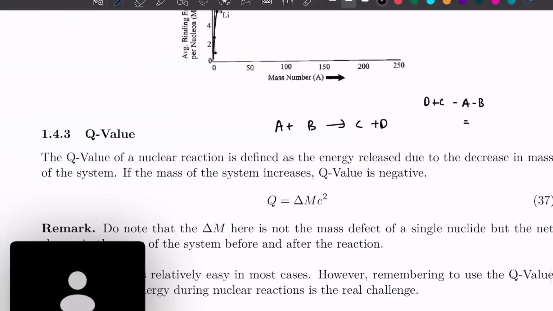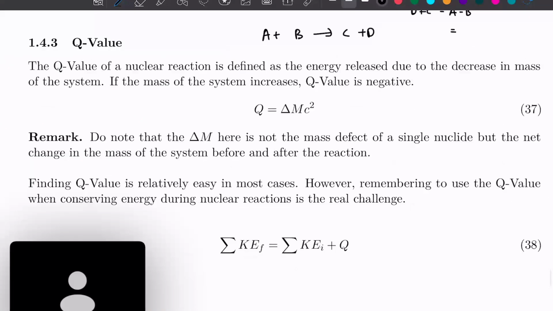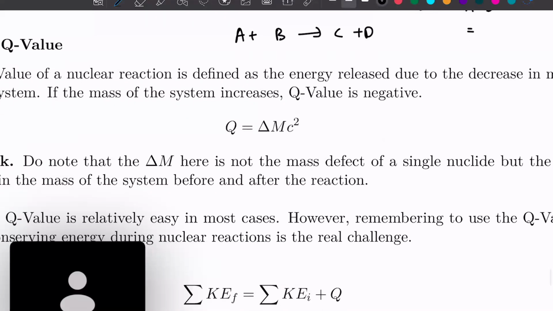So if the mass of the system increases, Q value is negative. In this case, Q is the energy release. But let me think if that's correct. Mass of the system increases because more massive. Then your mass of the system increases.